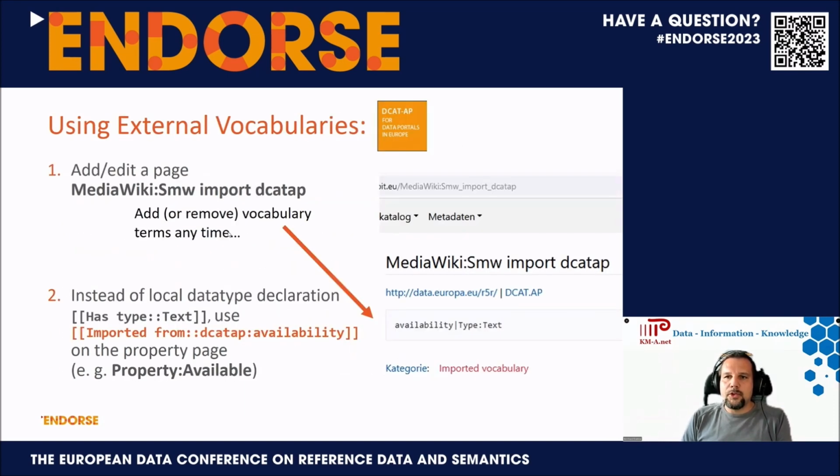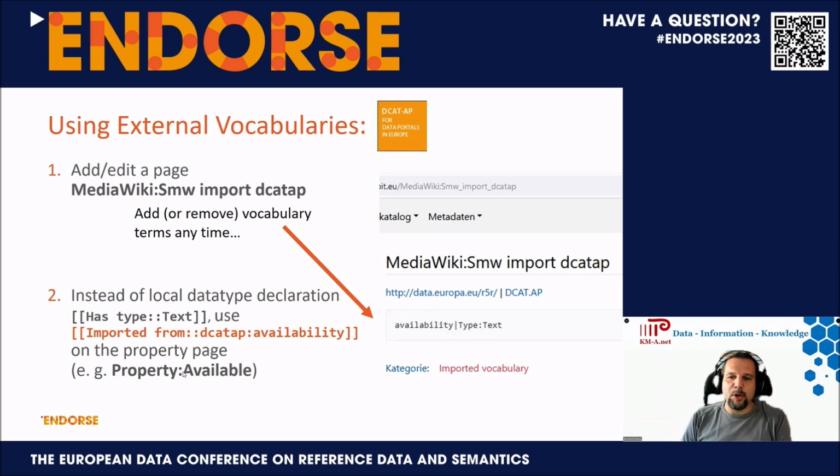And if you want to use European standards that are not yet implemented in Semantic MediaWiki, it is very easy to do yourself. Schema.org comes along with Semantic MediaWiki, but here there's an example. So you would create a wiki page again in the MediaWiki namespace called SMW import DCAT-AP. And then instead of a local data type declaration, you would, for example, have a page that is called property available, because that's your property you want to have.